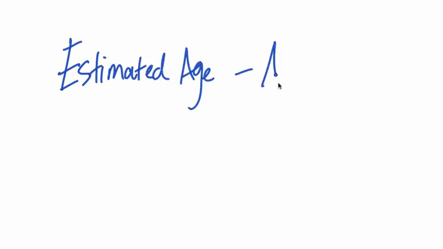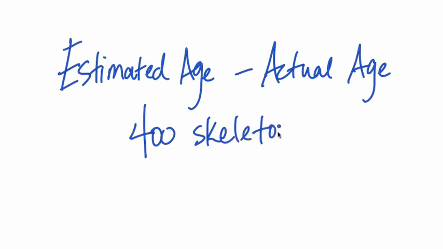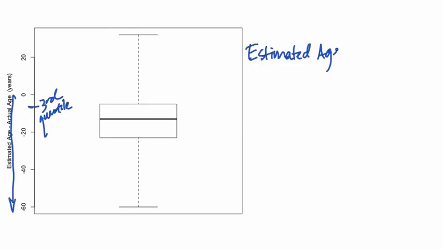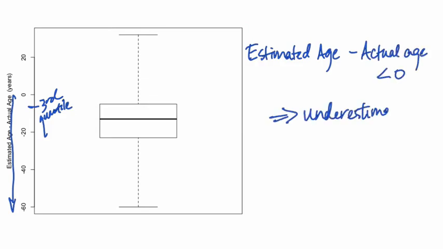We're interested in how well this method works, so we'll consider the difference between the estimated age based on the skeleton and the actual age at death for the 400 skeletons in our data set. We'll begin with a look at a box plot of these data. Although there are some positive values, we can see that most of the observations are negative. In fact, because the third quartile is negative, we know that more than 3/4 or 75% of the data are negative. So the method of DeGangi tends to underestimate the age of death.